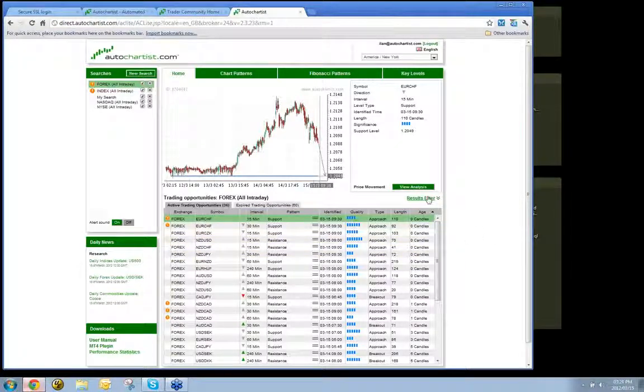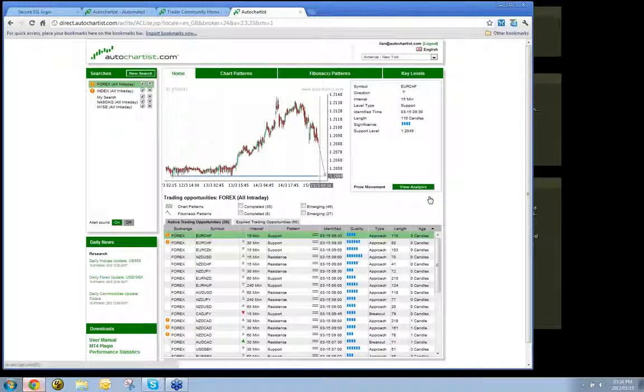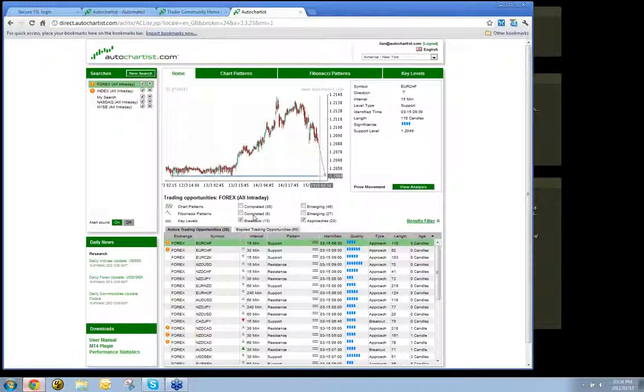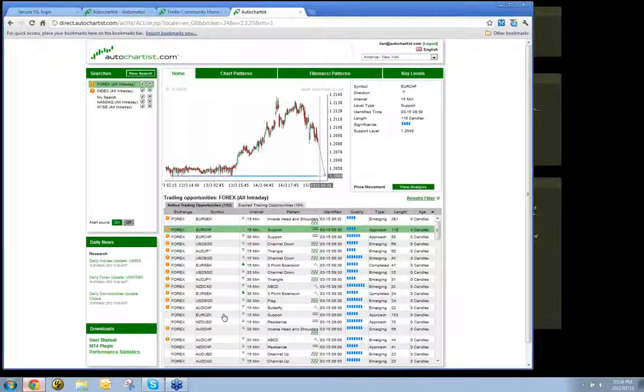Now, here we go. We'll change the results filter again. Let's add a few more types of analysis in there and close that results filter up, and we can see that there's been quite a lot of action in the forex market. There's maybe 10 or 15 or so orange little dots, which means quite a few new opportunities have occurred in the market. Let's look at one or two examples.